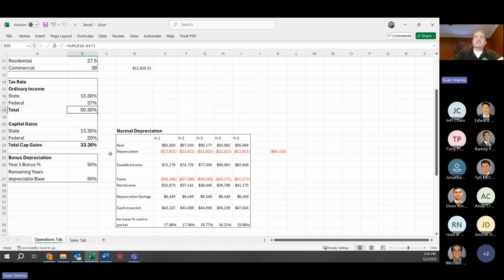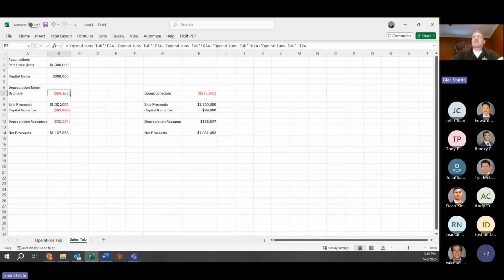Depreciation recapture is taxed as ordinary income, because you got an ordinary income write-off, so you get an ordinary income tax. So here's my 1,000,003. I made 300,000. My capital gains tax is 99,900. My depreciation recapture here is 32,244 bucks. So instead of putting 1,000,003 in my pocket, I'm putting, I'm sorry, 1,167,000 and change in my pocket.